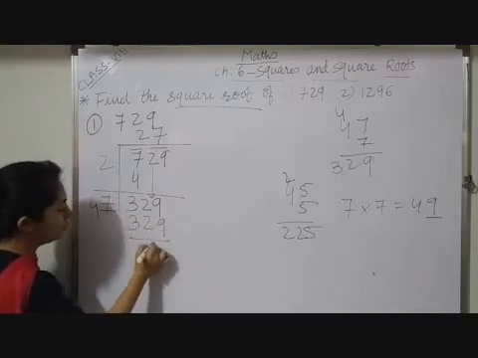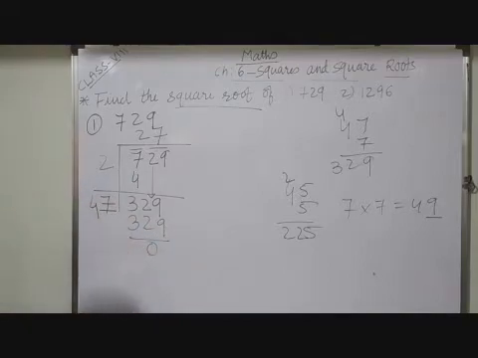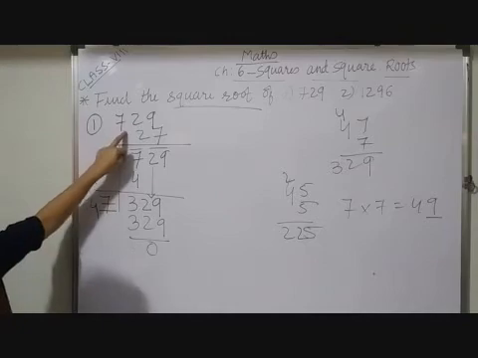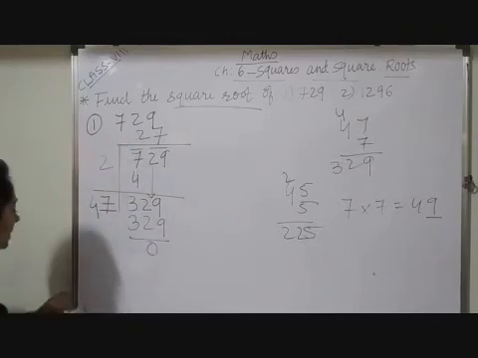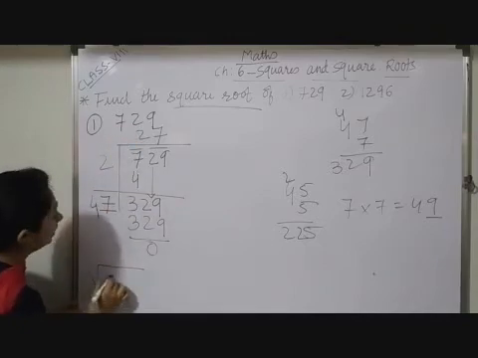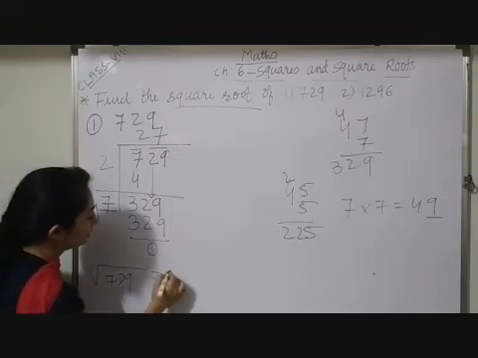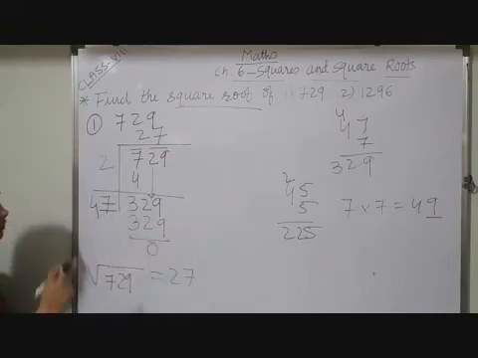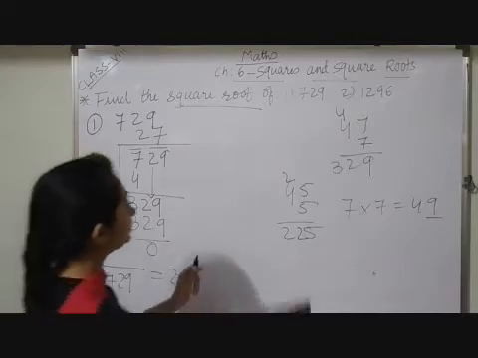Here, children, you have observed the remainder you are getting is 0. It means the given number is a perfect square and its root is 27. So what should you write? Square root of 729 is equal to 27. One more question we will solve here.